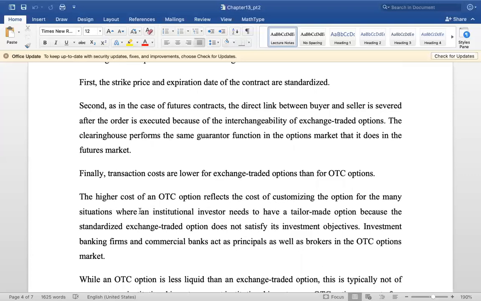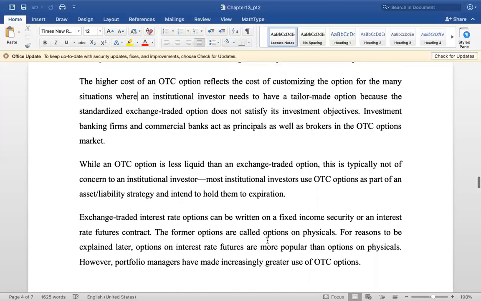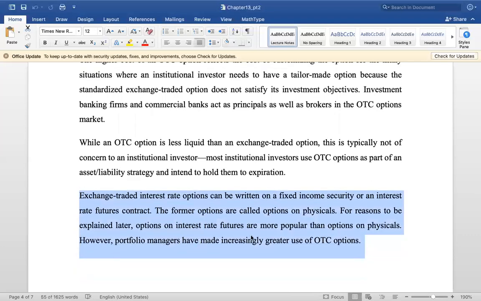The higher cost of the OTC option reflects the cost of customization. So you customize the over-the-counter option as per your tailor-made needs, while exchange traded options are standardized. Investment banks and commercial banks act as principals. While the OTC option is less liquid than the exchange traded option, the purpose of the OTC option is not liquidity, it's customizability, right?